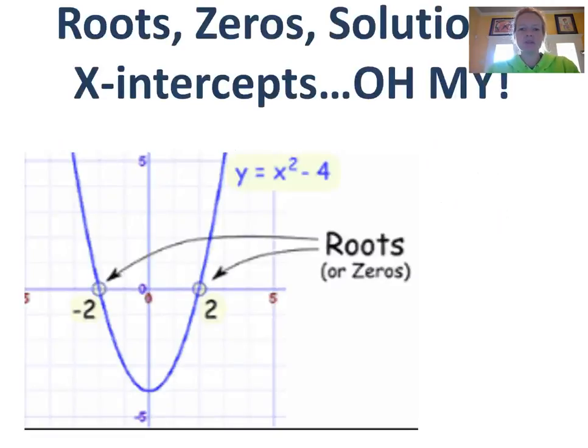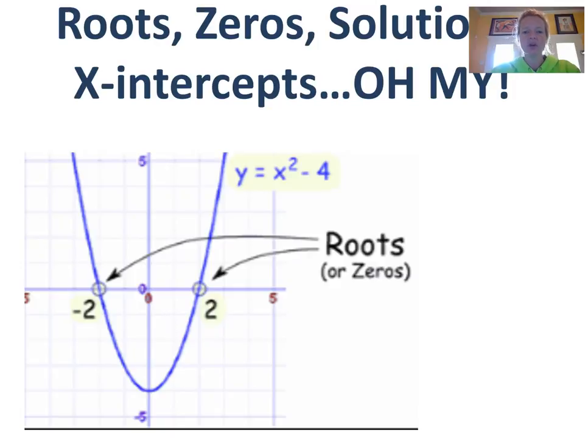The one thing we have to understand is roots, zeros, solutions, and x-intercepts, they are all the same thing. I can just use the same words meaning the same thing. So any of those can be used in a question and it's still asking the same thing.